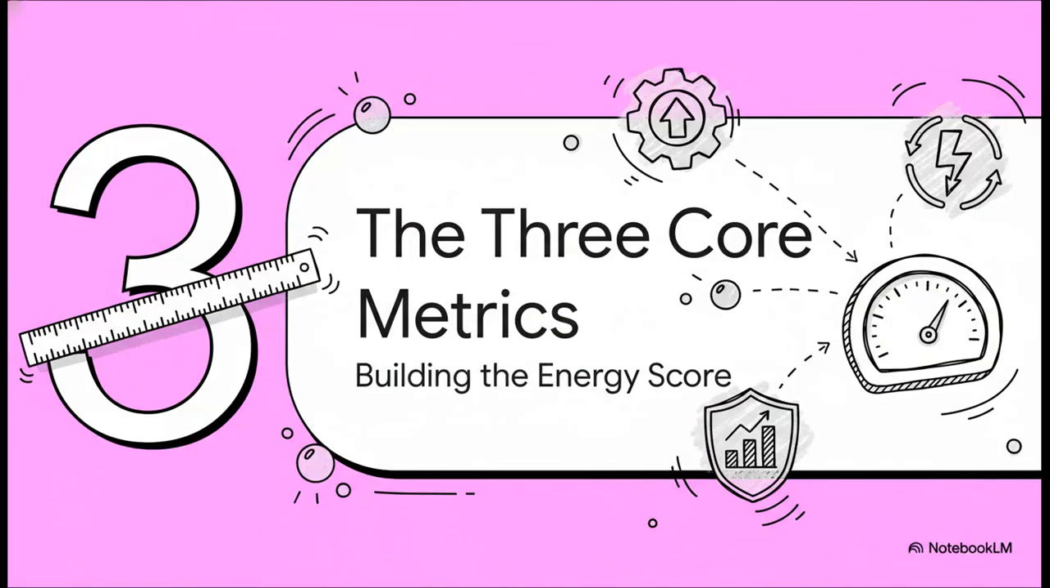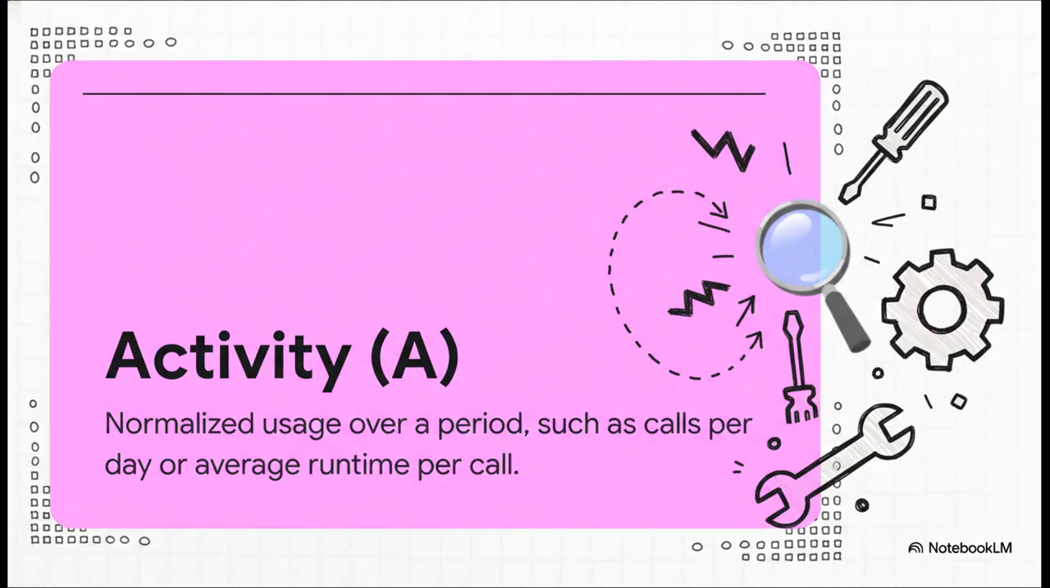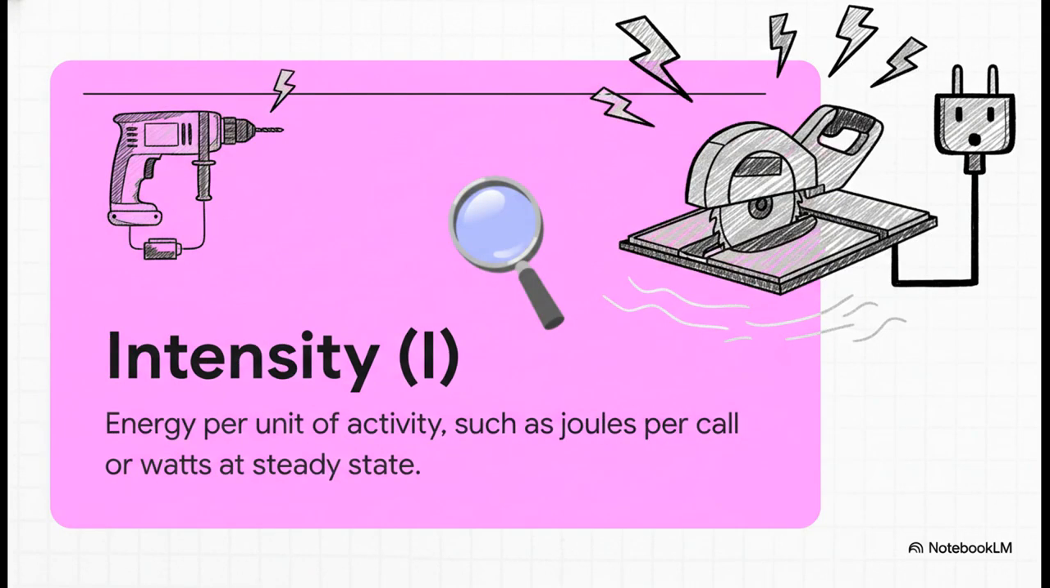So how does this ruler actually work? What's it made of? Well, it's built on 3 really simple but powerful core metrics. Let's check out the building blocks that come together to create that final energy score. Okay, first up is activity. This one's easy. It's just a measure of how much a piece of software gets used. Let's pretend our software is a big workshop full of tools. Activity is just asking, how often are we using this specific tool? Is it running once a day or maybe a million times a minute? That's activity.